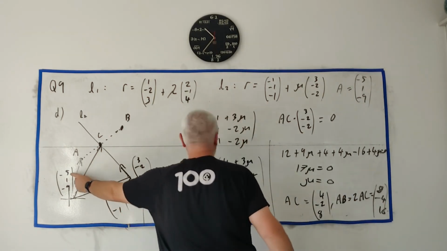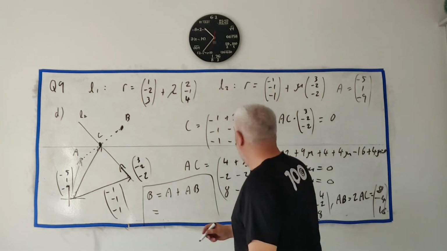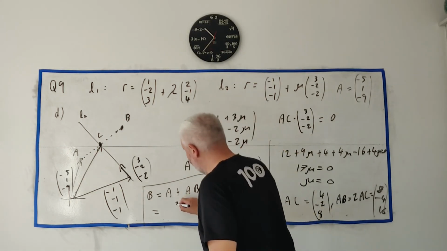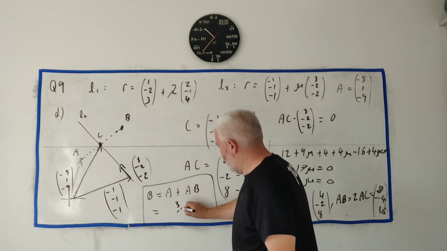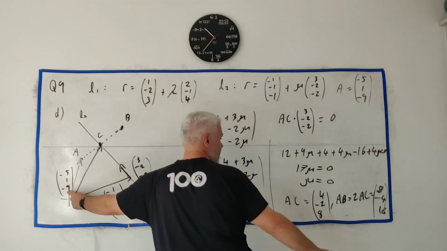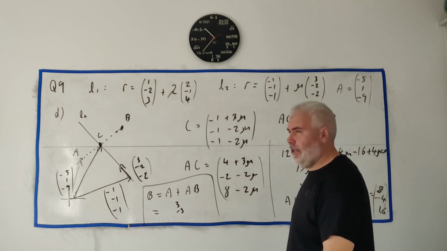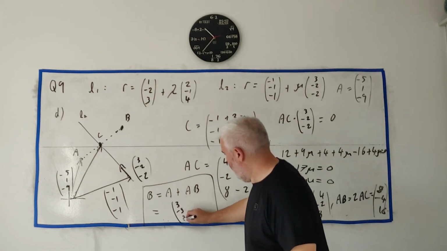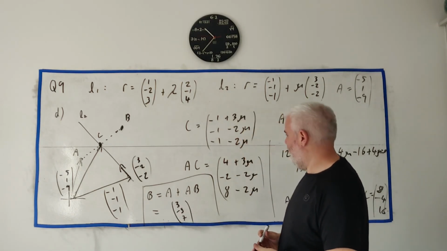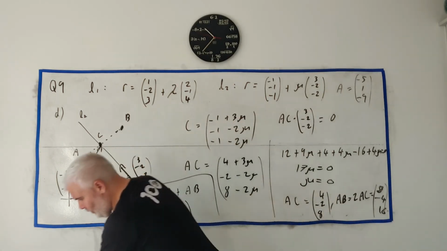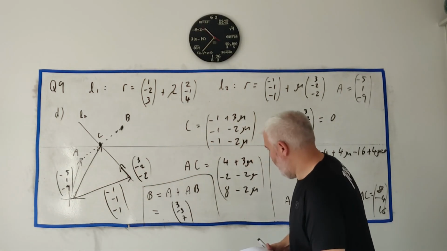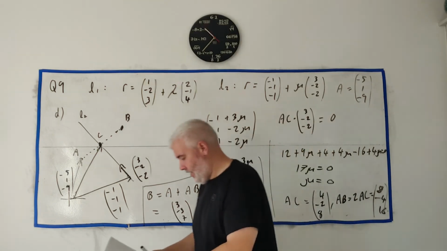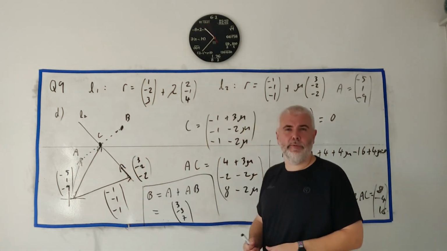Add these together: -5 plus 8 is 3. 1 minus 4 is -3. -9 plus 16 is 7. And that's my answer for B. Let me just double check that is indeed right. That's the correct answer there for B.